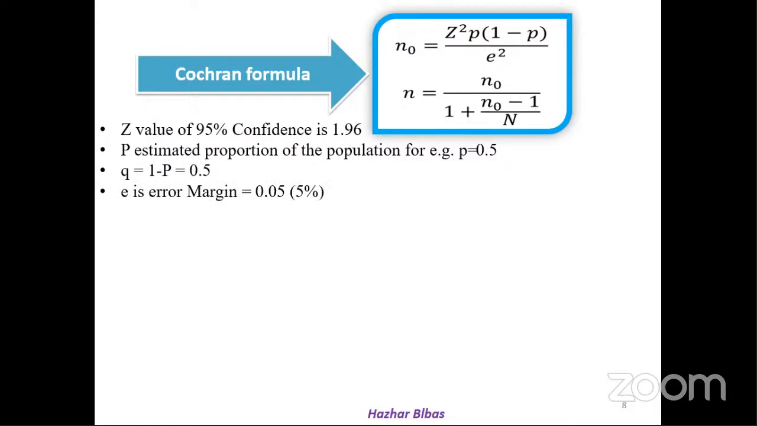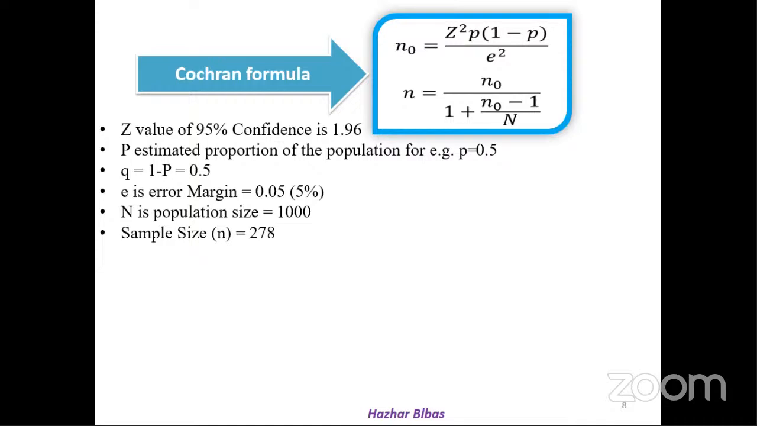For margin of error, most statisticians or researchers use 5%. If you reduce the margin of error, your certainty would be higher. Then, for example, the number of the population here is 1,000. If you have this info, the sample size would be 278.